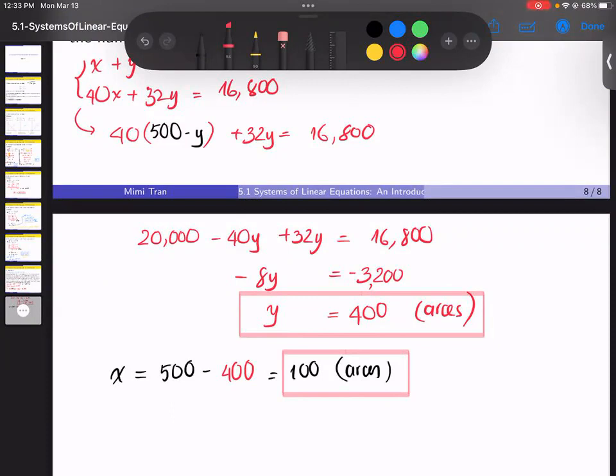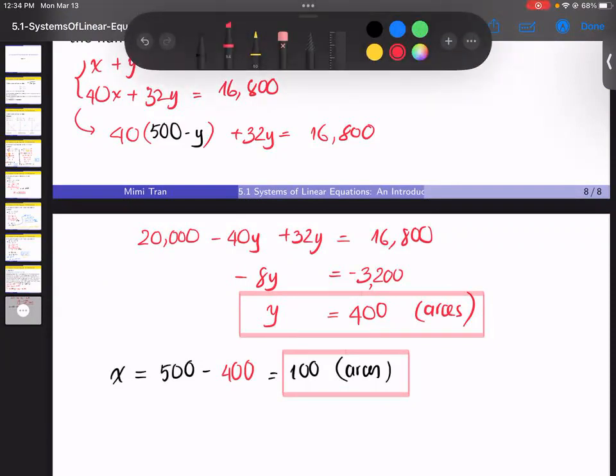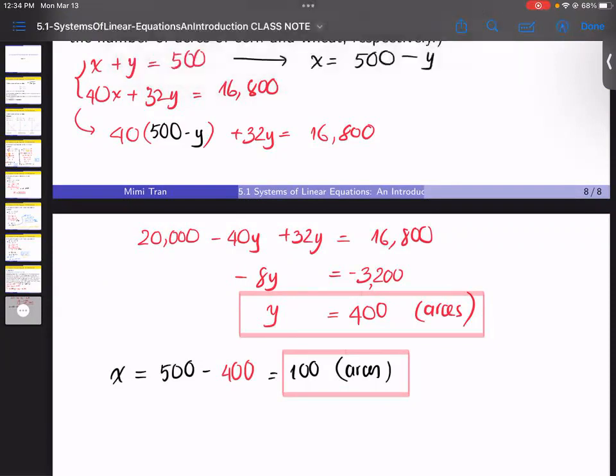This was easy. This slide is preparation for the next one. If you have something like this on the exam, don't mess it up. All right. So that's the end of 5.1.